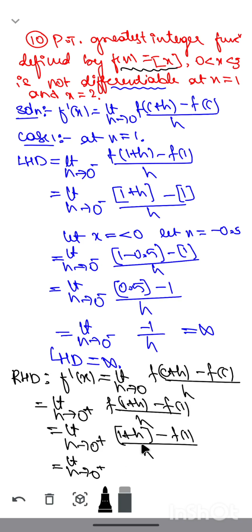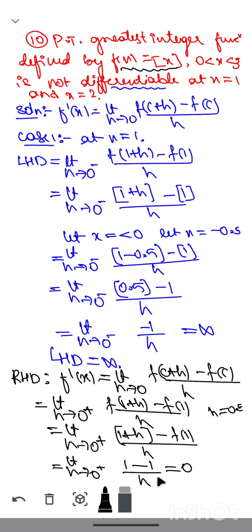If I take the value of h as greater than 0, assume 0.1, 0.2, 0.3, like that. You can take any value which is greater than 0. So 1 plus 0.5. If I assume the value of h is equal to 0.5, we get 1 plus 0.5, that is 1.5. The greatest integer value of 1.5 will become 1, minus the greatest integer value of 1, which is 1 only, whole divided by h. What is 1 minus 1? 0. The left hand derivative we found as infinity, and the right hand derivative we found as 0.